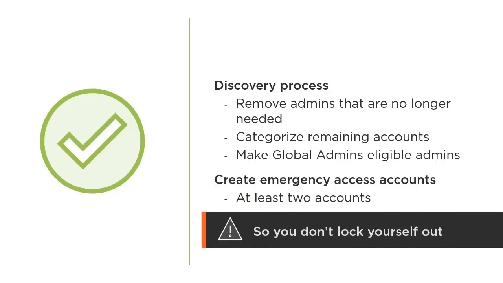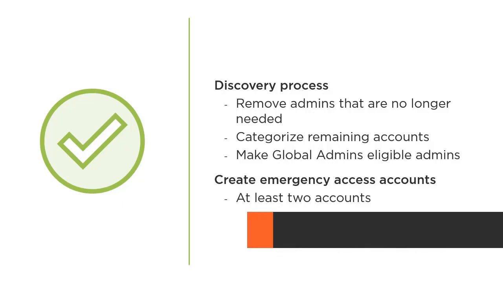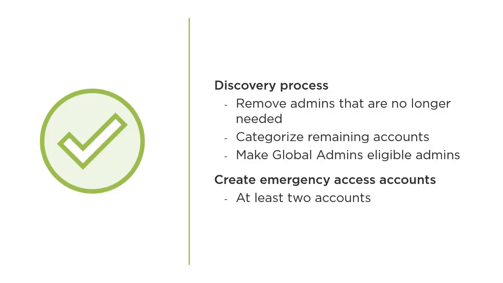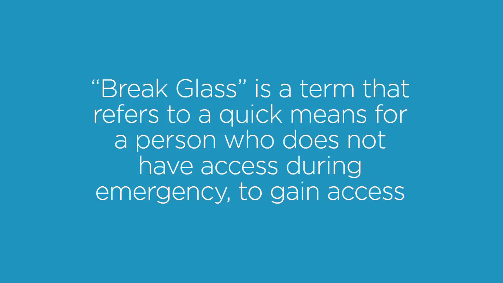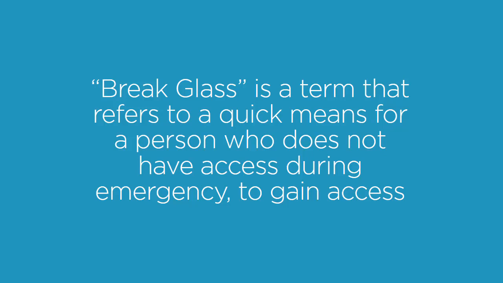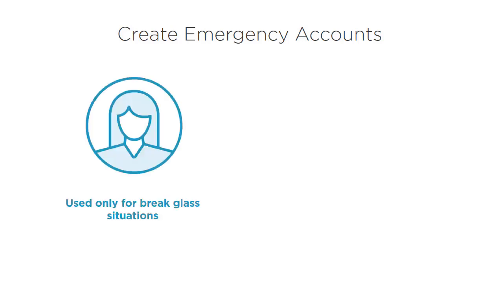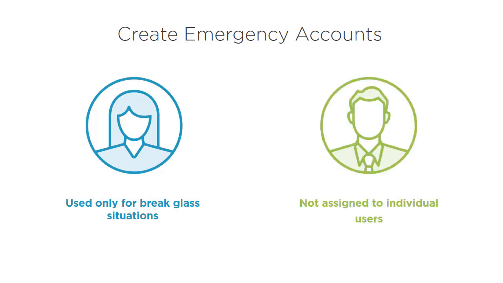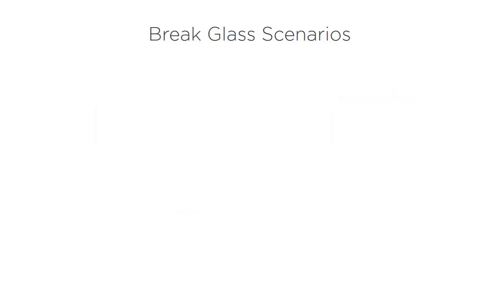What you should do right away is to create emergency access accounts, at least 2 of them, for emergency or break glass situations. You might be familiar with the term break glass. Break glass is a term that refers to a quick means for a person who does not have access during emergency to gain such access. So, after you enable PIM, you should create at least 2 emergency accounts. These accounts should only be used for break glass situations, and they should not be assigned to individual users. So the question I want to help you answer is, when would you use these emergency accounts?